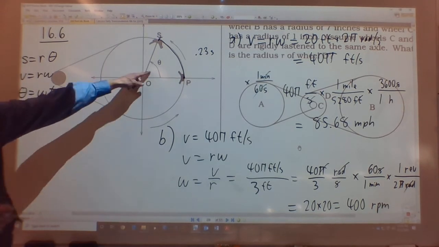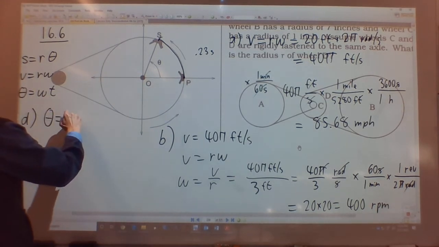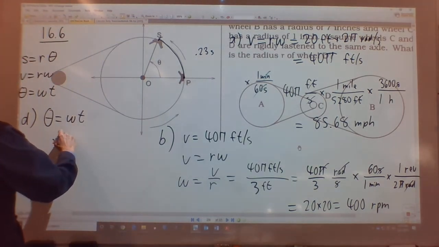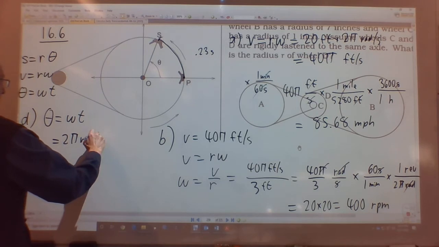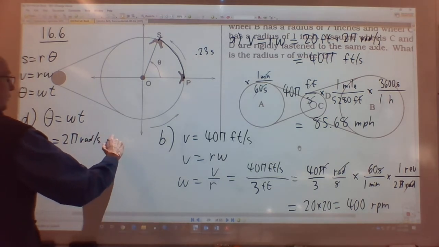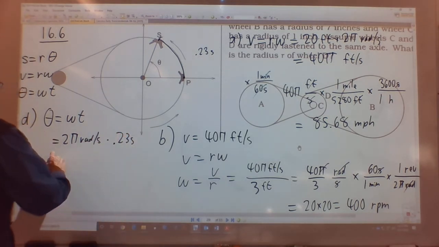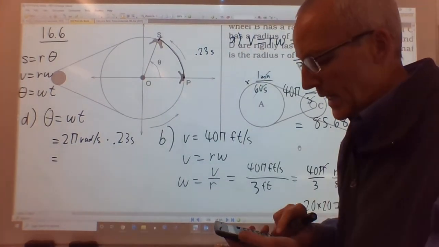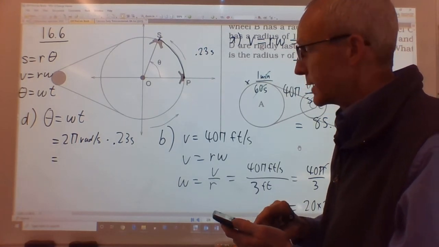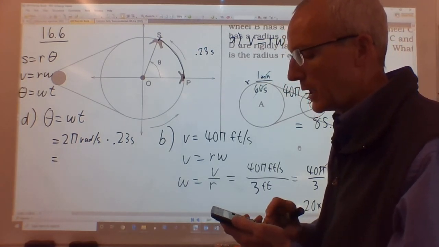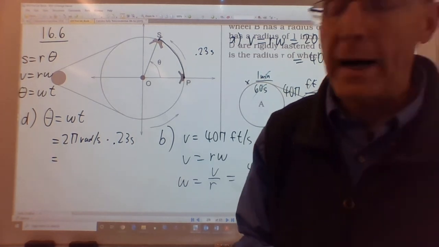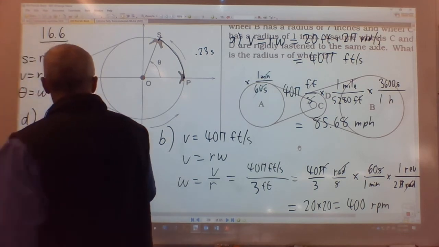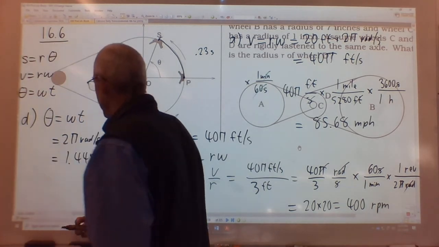We want the angle that you go. So theta is equal to omega t. We know omega is 2 pi radians per second. So 2 pi radians per second times, they said 0.23 seconds. That's just ugly, so let's just get a number for that. So 2 times pi times 0.23, 1.445. So seconds cancel. That's how many radians.